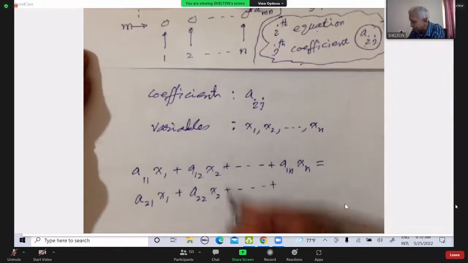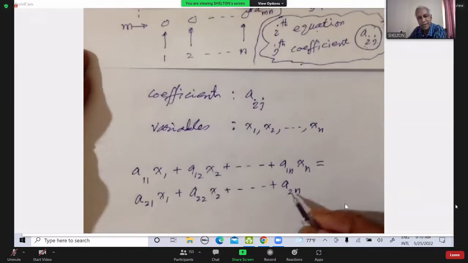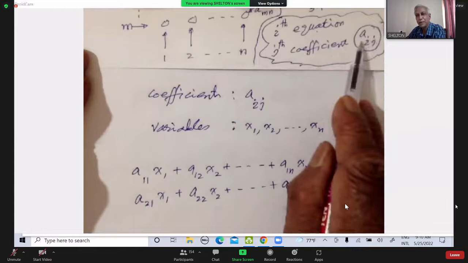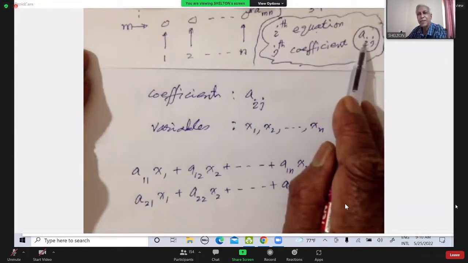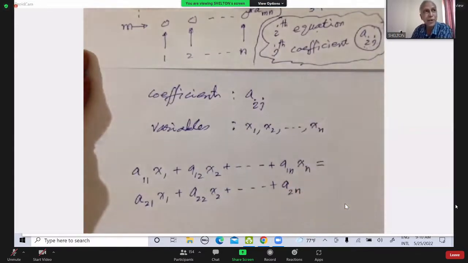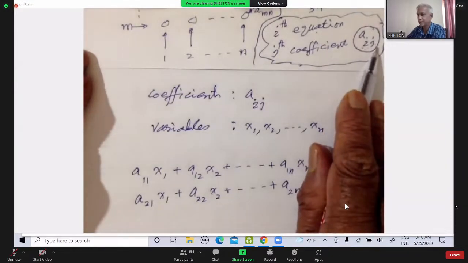Plus, align the plus signs. What is this coefficient? A2n. We don't put a comma and this is not multiplication. Aij means the coefficient of the ith equation, jth coefficient. Those are the two numbers. If you write two symbols adjacently in algebra, you multiply them, but this is an algebraic notation.